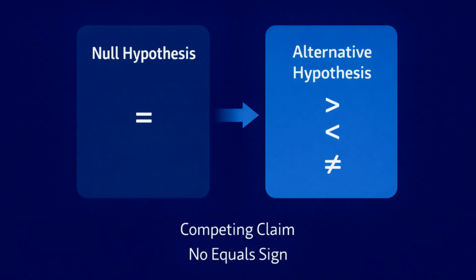If the question asks whether a value is different from a number, the alternative uses not equal to. If the question asks whether a value is greater than a number, the alternative uses greater than. If the question asks whether a value is less than a number, the alternative uses less than. The wording of the question determines the direction of the alternative.